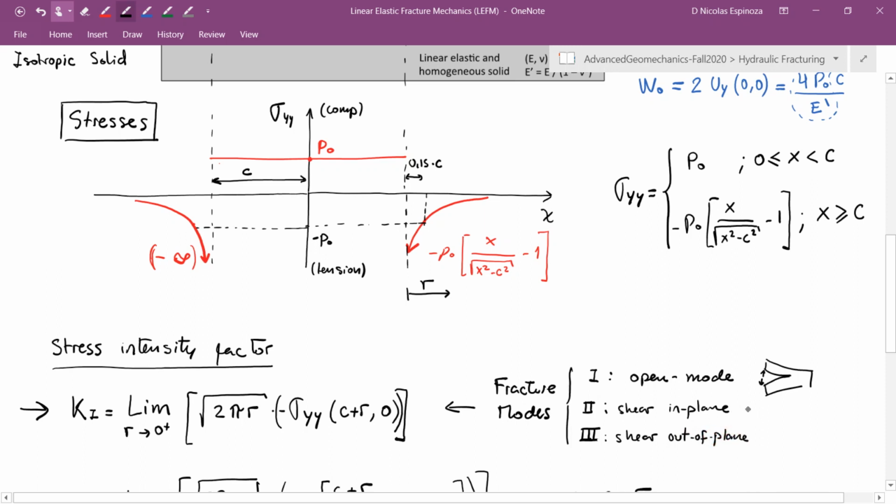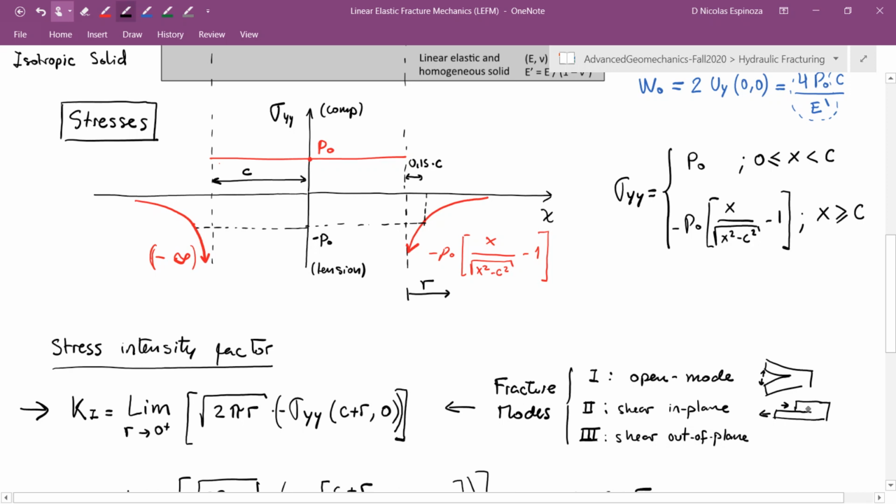In the fractures for shear in plane, what I have is something similar to what I'm going to draw right now, in which I'm pushing on one side, pulling from the other, and at the tip of the fracture right here, I might create also a stress intensification that might produce this fracture to propagate.